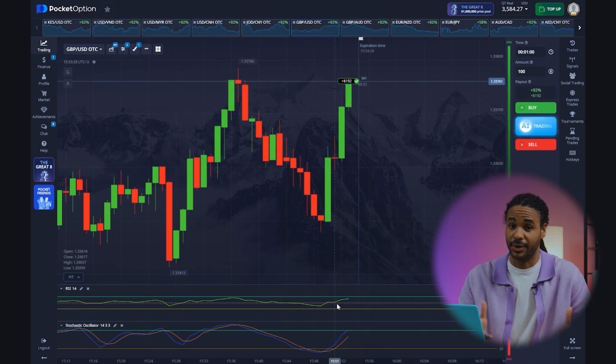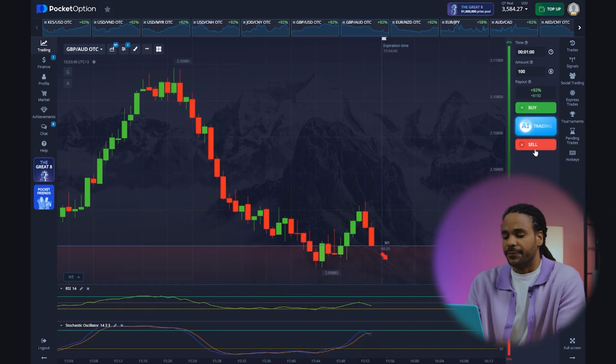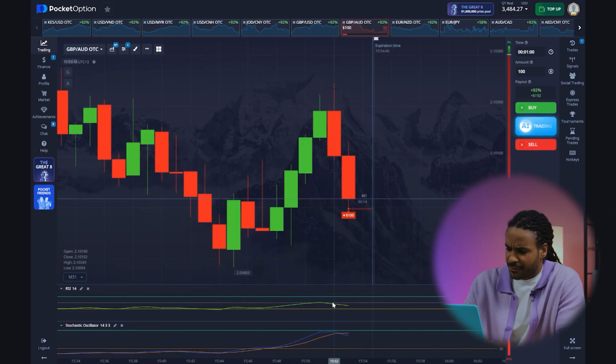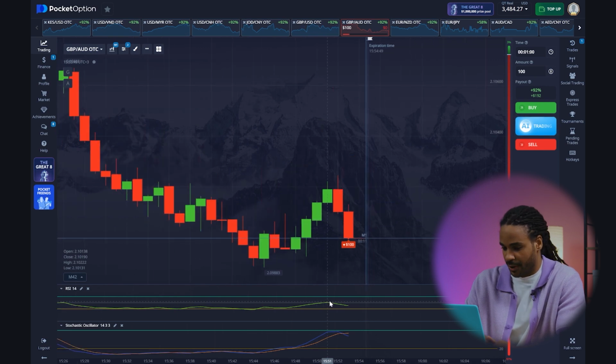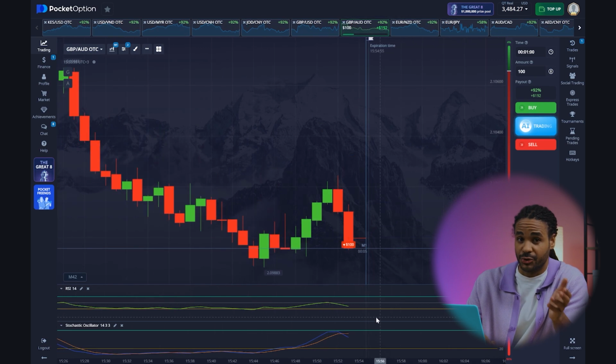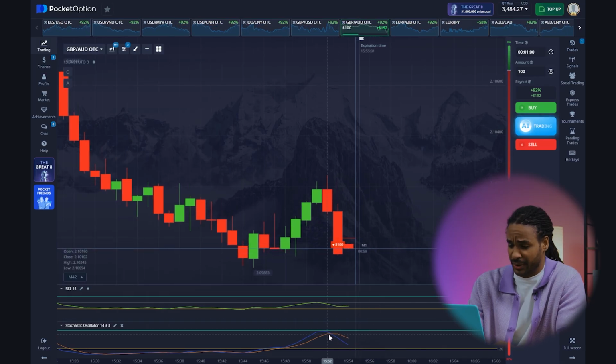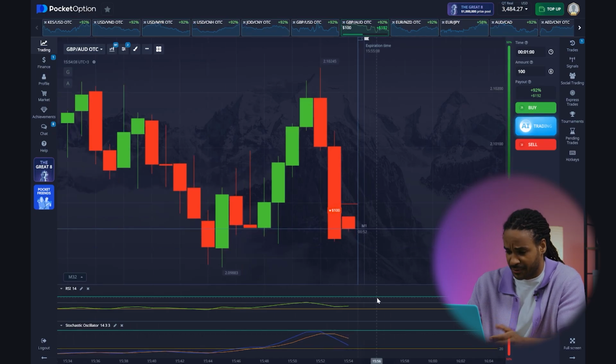Let's keep looking for another entry signal. We see the following situation. RSI is sending a signal, the curve reached the 50 level and then reversed. A move from 50 towards 30 indicates a bearish trend. The stochastic is also showing a crossover between the green and the red lines, which signals a potential reversal. So that's why I entered a sell trade.